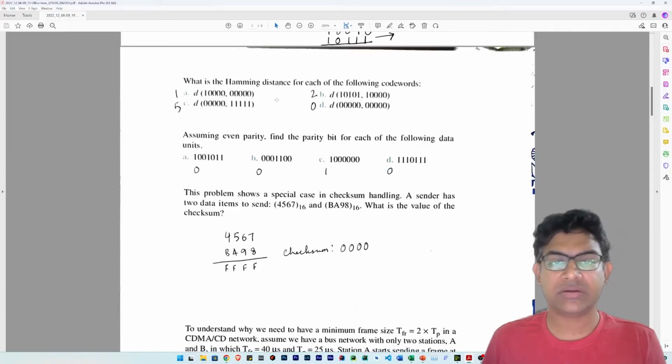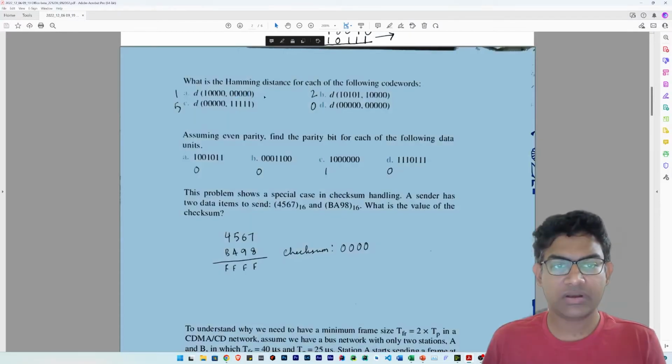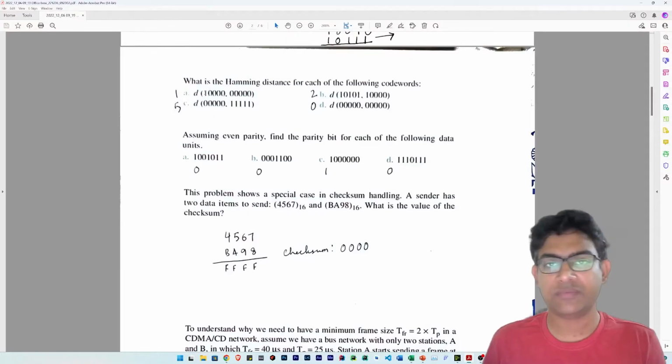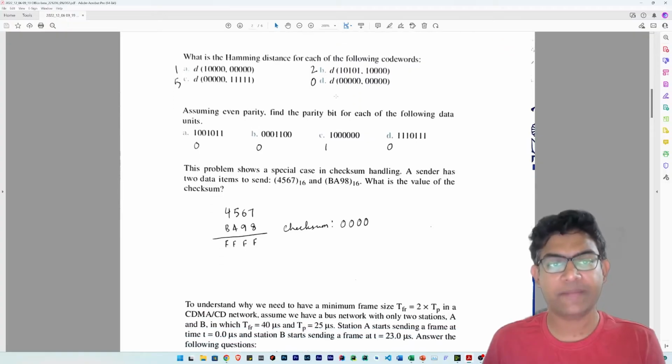What is the Hamming distance for each of the following code words? So you just look at the corresponding bits and figure out if those bits have changed. Here you have all zeros, but here just one of the bits has changed to 1. So the Hamming distance is 1. And similarly, you can do the rest of them on your own because it's very, very easy to do that.